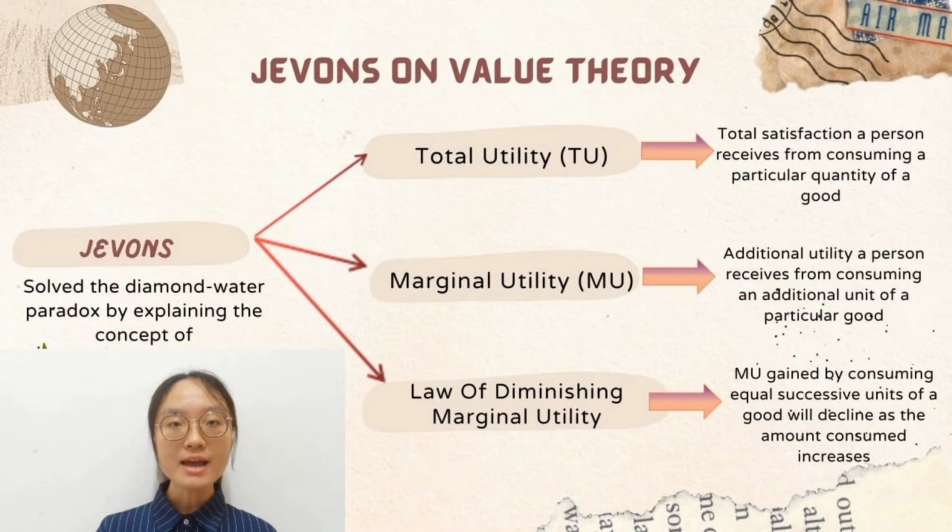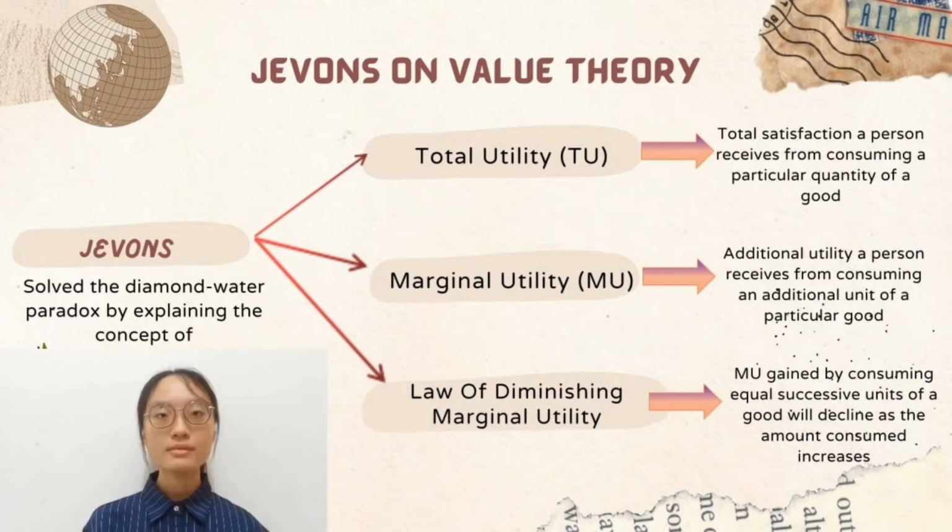So, what is total utility? Total utility is the total satisfaction a person receives from consuming a particular quantity of a good. For example, if a consumer is presented with two purchasing options with the same financial cost and neither option is more necessary or functional than the other, the consumer will choose the good or service that provides the most utility for the money. The second is marginal utility. Marginal utility is the additional utility a person receives from consuming an additional unit of a particular good.